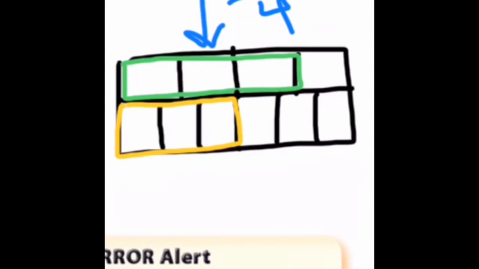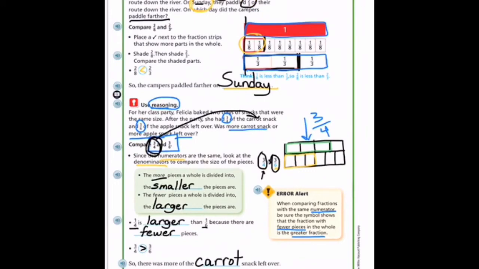Okay, boys and girls, work hard today, persevere, do your best. If you have questions, please ask them. You must do the share and show and get that checked before moving on to your assignment.